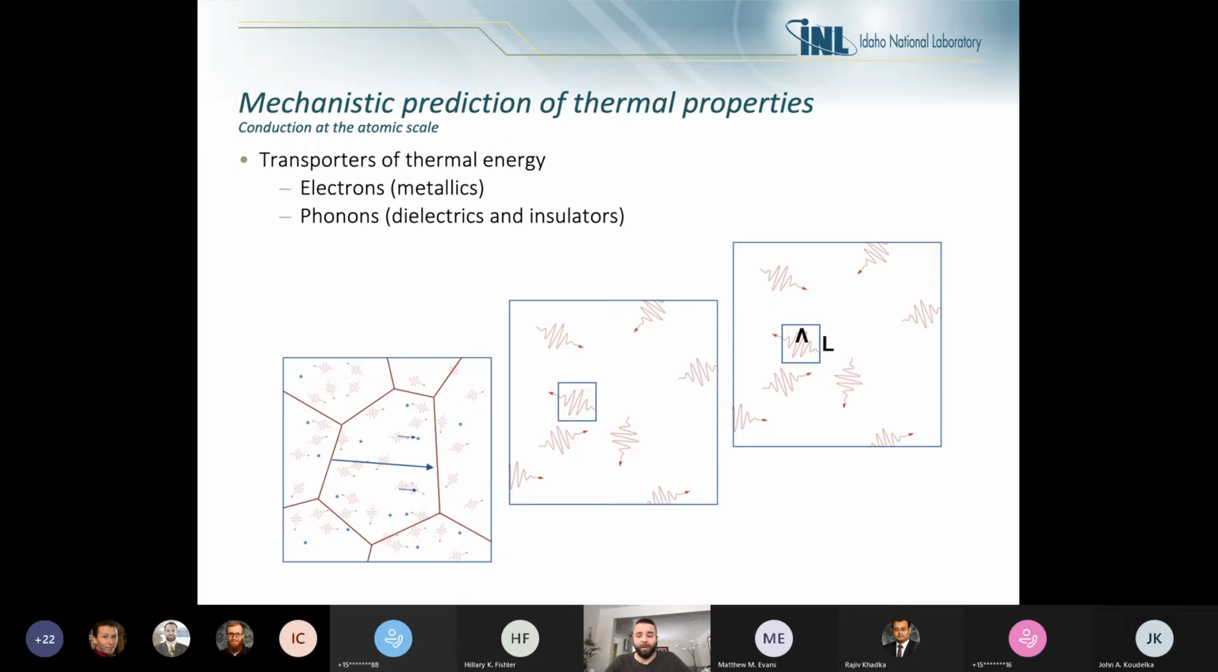Now, electrons have a very similar phenomenon. On average, you can think of their behavior as doing the same thing, scattering and traveling across the material. But electrons tend to have a much shorter mean free path in certain materials than phonons do, and so they'll scatter a lot more.